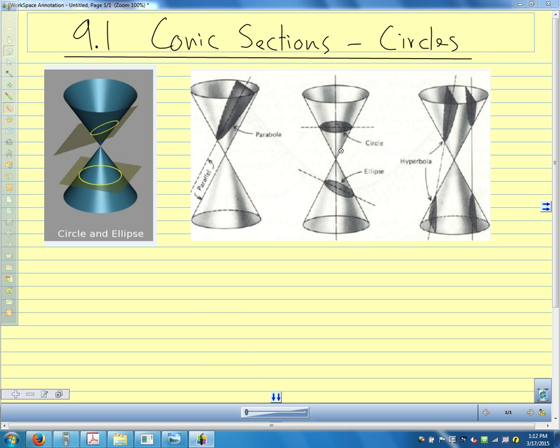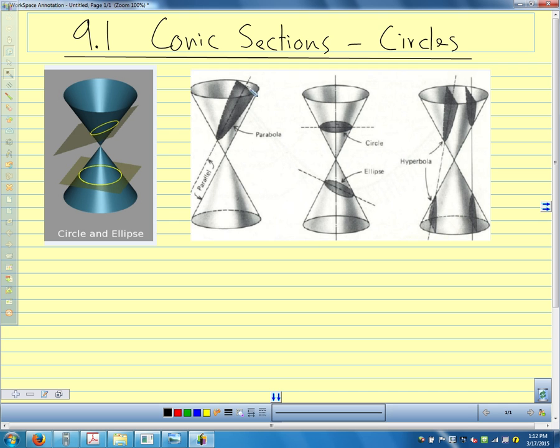We can get them by cutting a cone. So today we're going to talk about a circle. We can get a circle by cutting a cone parallel to its base. When we cut a cone parallel to its base, the shape that gets traced out is the circle.